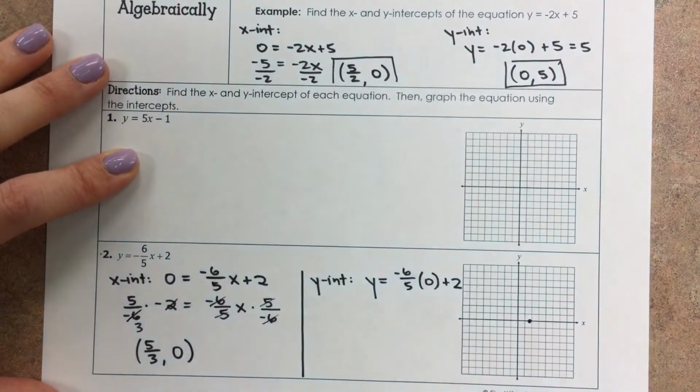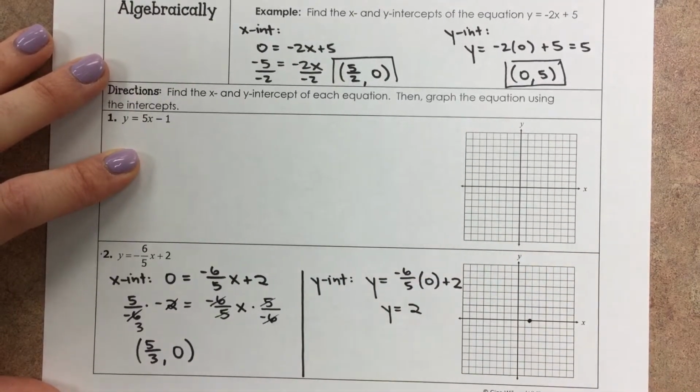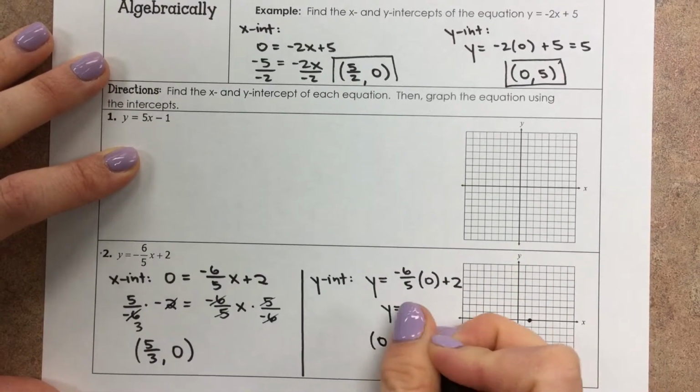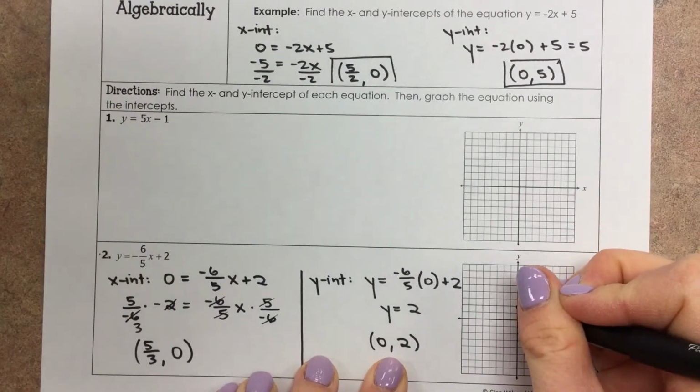So this one's just as easy as the one up above. This is just 0, so you know that y is just equal to 2. So ordered pair, 0 for x, and then we just found that it's 2 for y. So 0, 2 would be up 2 units right here.